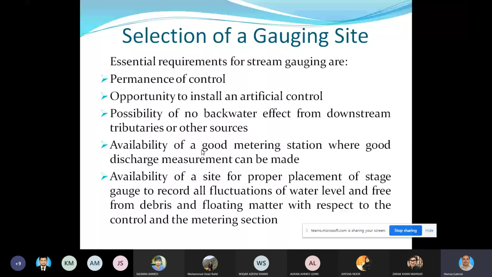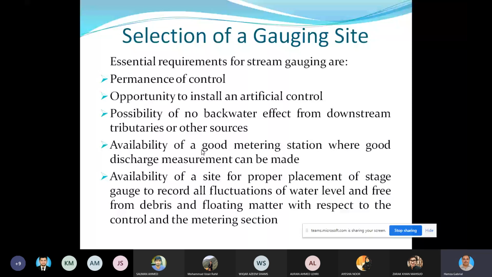तो ऐसा कंट्रोल ना हो कि हम 6 महीने के बाद आए तो वो कंट्रोल चेंज हो चुका हो. The control should be of permanent nature, whether it is artificial or natural, because this control is giving us the one-to-one relationship between the stage and the discharge. So this is a very essential requirement for the selection of a gauging site, that the control should be of permanent nature.